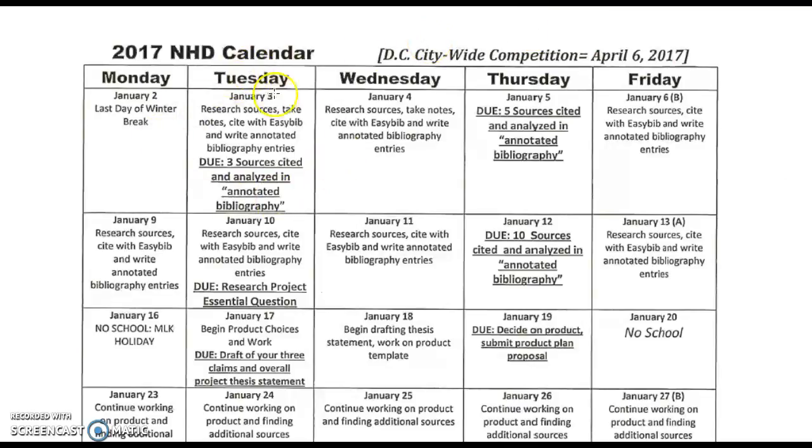On January 3rd, you need to have a total of 3 sources completed. By January 5th, a total of 5. On January 10th, you're going to need to identify your essential question for your research project, which we'll talk more about in January. And then on January 12th, 10 sources need to be completed. And then a thesis statement with claims is due on January 17th. So that's just a preview of what's going to be happening the first few weeks after break.